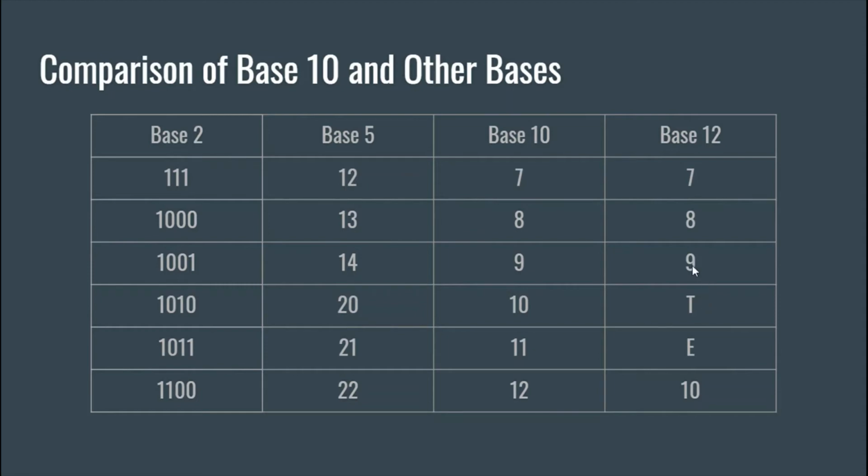So we have to include letters for base 12 to represent 10 and 11 in that base, because 12 in base 12 is 1, 0. I hope you haven't been too confused yet. Base 5 is pretty simple, right? 10 in base 5 is 2 remainder 0, 11 is 2 remainder 1, and so on and so on.